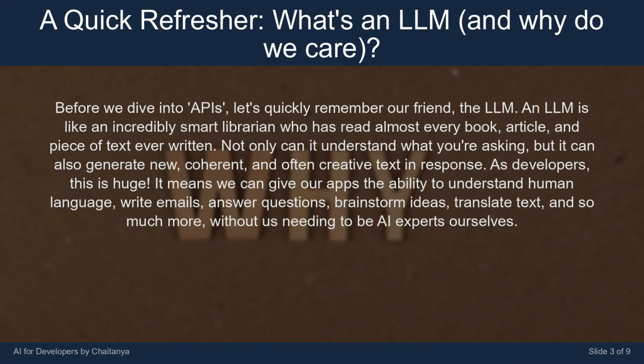Before we dive into APIs, let's quickly remember our friend, the LLM. An LLM is like an incredibly smart librarian who has read almost every book, article, and piece of text ever written. Not only can it understand what you're asking, but it can also generate new, coherent, and often creative text in response. As developers, this is huge. It means we can give our apps the ability to understand human language, write emails, answer questions, brainstorm ideas, translate text, and so much more, without us needing to be AI experts ourselves.